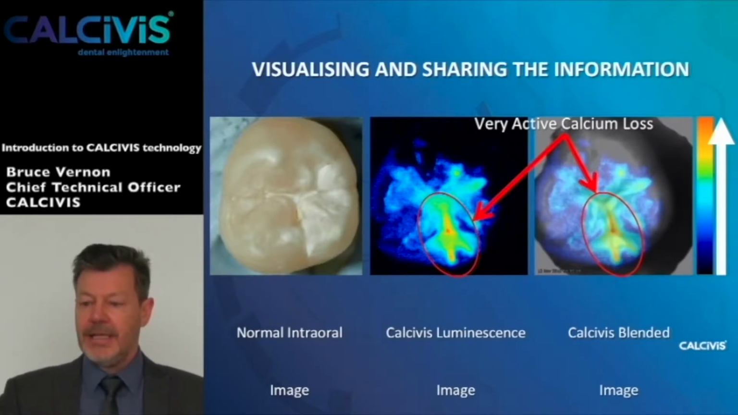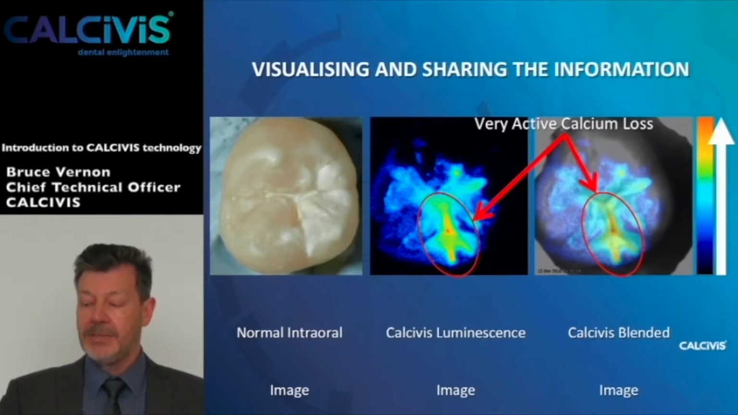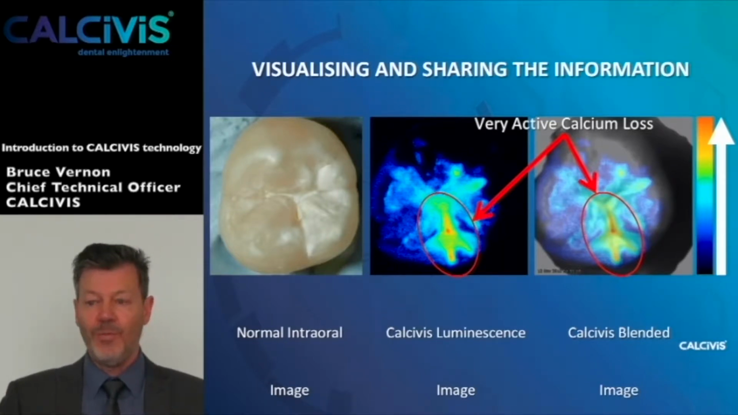So if we look at this slide with the images, we've got images from an intraoral camera and images from the CALCiViS system. And if we look at the intraoral image, we can see this classic white chalky area, which any trained dentist will tell you is indicative of demineralisation, of active disease on that lesion. It's very difficult to explain that to a patient. But if we look at the CALCiViS images, we can see these clear hotspots of activity where there's calcium leaching away from that crystalline structure, it's much easier to present that to a patient. So how do we obtain these images?